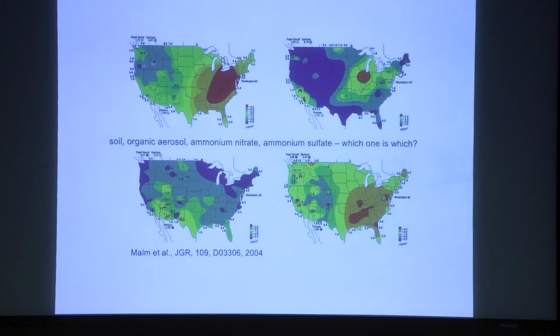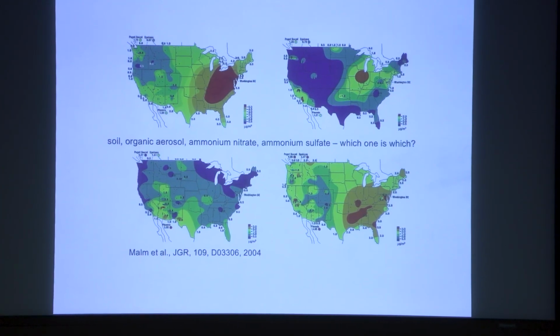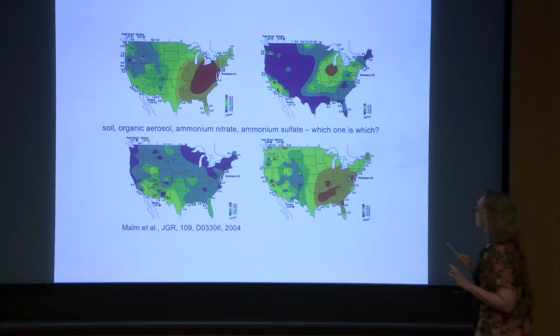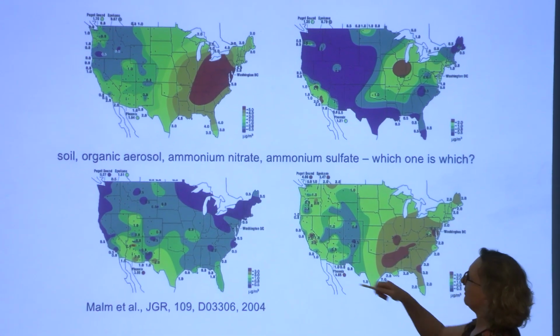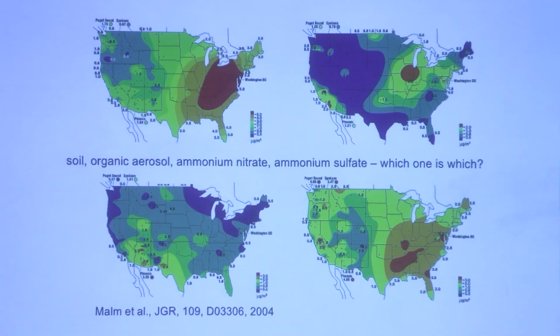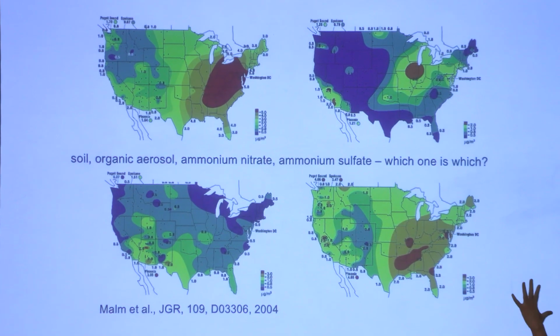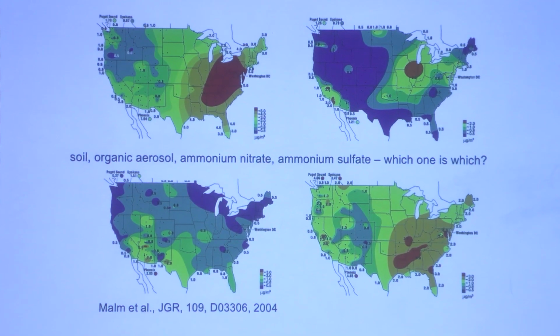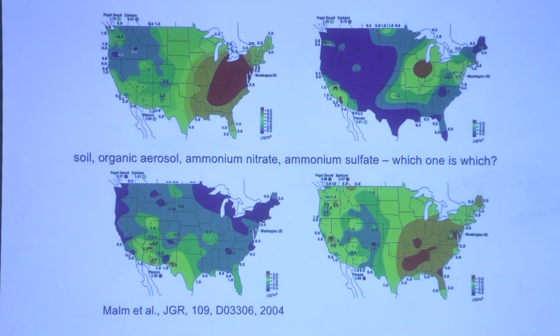Okay, another exercise for you. Now looking at maps of different aerosol components. There's no black carbon in here, but there is soil, which is sort of soil-type aerosol, organic aerosol, ammonium nitrate, and ammonium sulfate. So four different main components of the aerosol, and which one is which? Which spatial distribution corresponds to which one? Think about how they are formed, and you can talk to your neighbor as always.